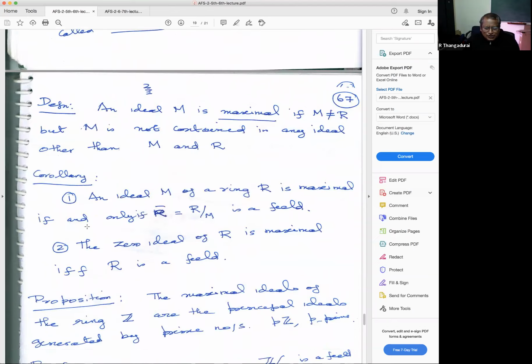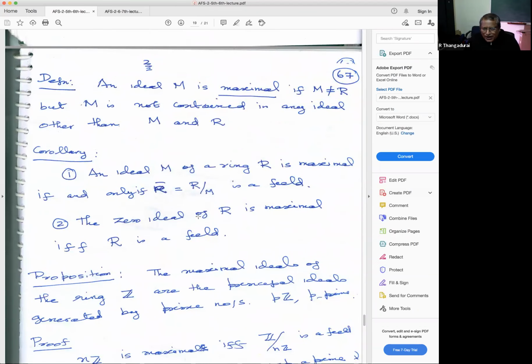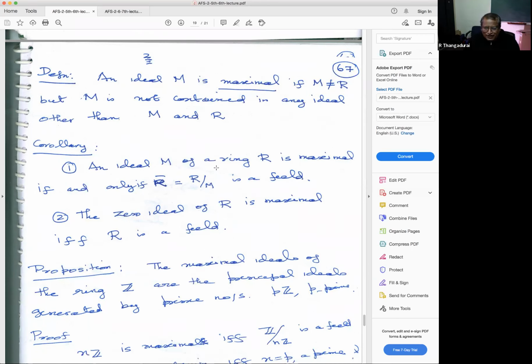Okay. So, suppose the zero ideal is maximal, then what happens? If the zero ideal is maximal, when we quotient by that zero ideal, what happens? R modulo the zero ideal is what? It is just R itself, isomorphic to R itself, and it should be a field by the previous one. Therefore, the zero ideal is maximal if and only if R is a field. Okay, in this way of definition.